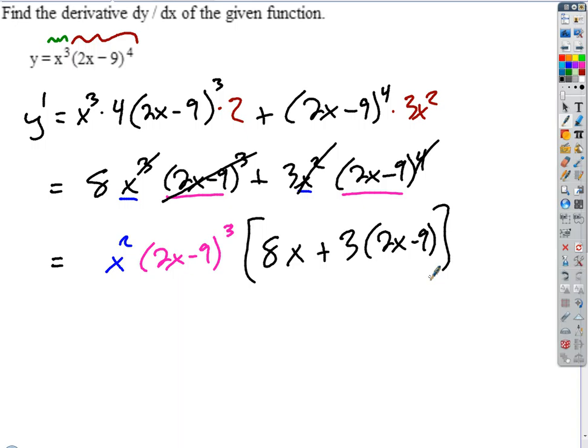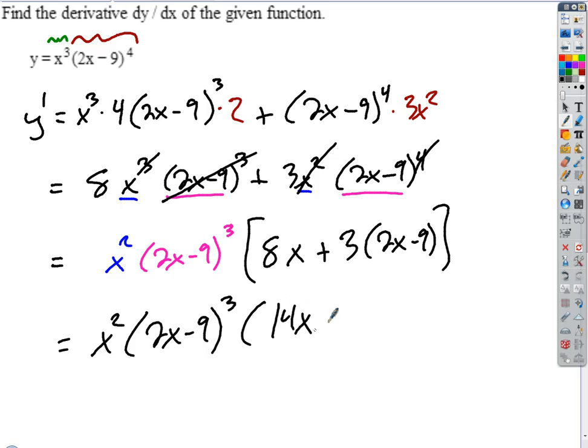Yeah, that's exactly what I forgot to do. So what do we get then? We distribute the 3 and add up like terms. Good. 14x minus 27, and that's it. Now we've got it completely factored.